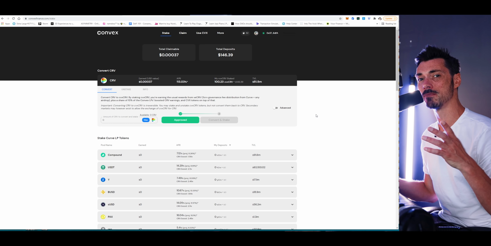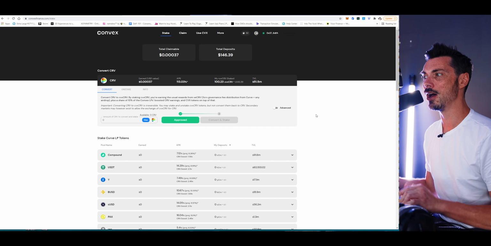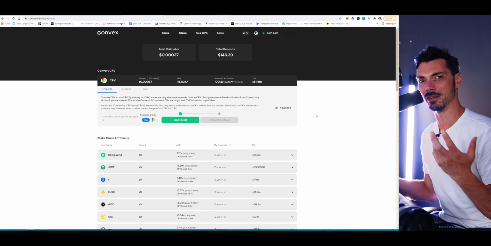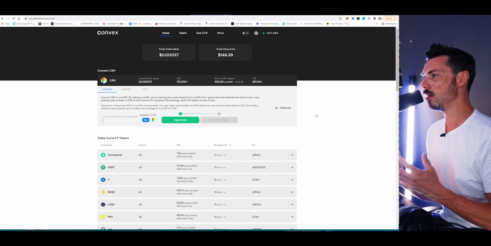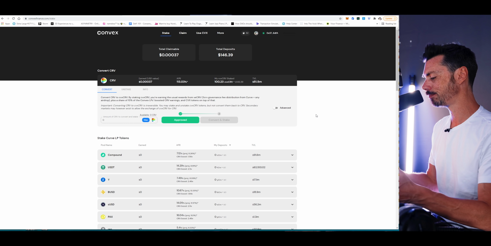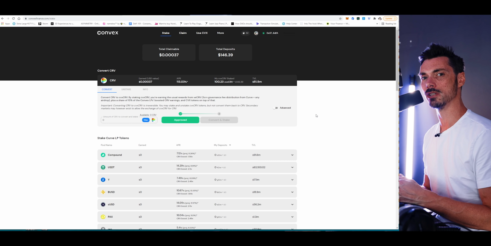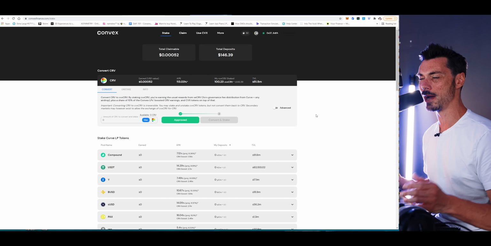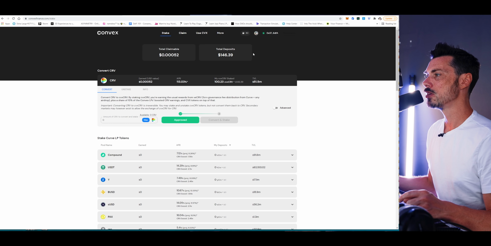And bear in mind that Curve is very much considered a blue chip DeFi protocol here, alongside the likes of Balancer and Aave and Uniswap. These are really kind of the core, well thought of DeFi protocols, and particularly Curve because it allows very large transactions between stablecoins with minimal slippage, which is quite an important piece of the DeFi puzzle.